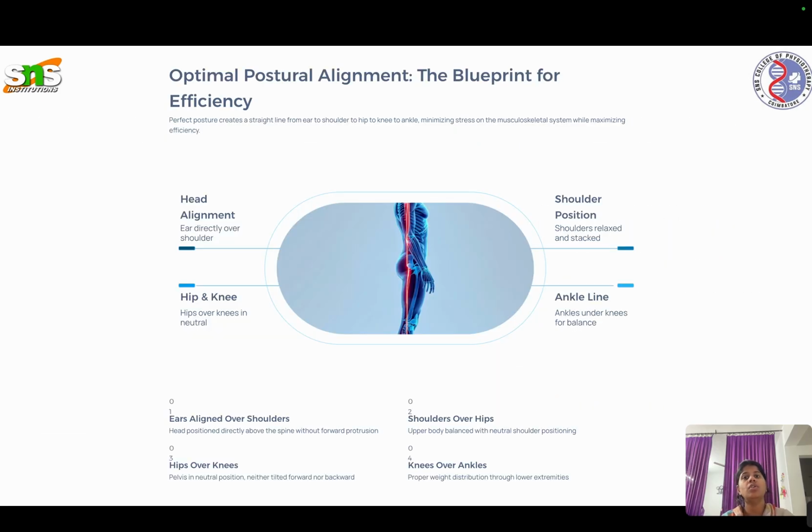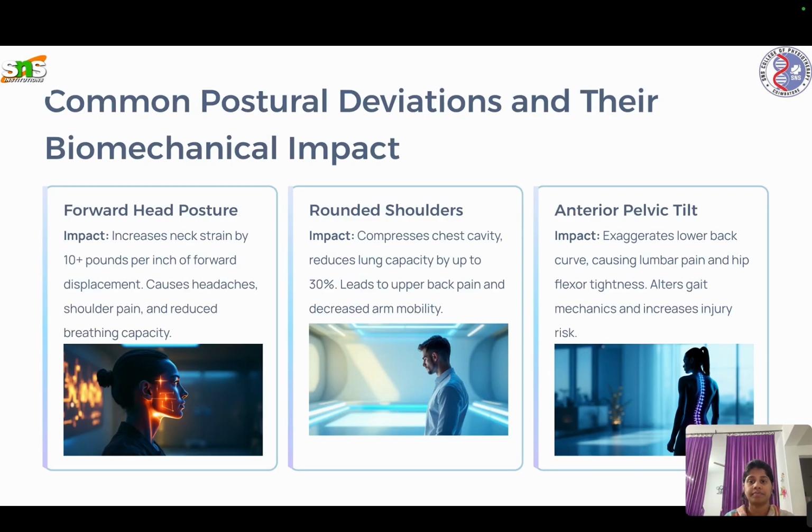Coming to the optimal posture. In optimal posture, the body segments are aligned in a straight line. If we observe from the side, the ear should be aligned over the shoulder, over the hip, over the knee, and the knee over the ankle. This alignment ensures that the load is distributed evenly and reduces strain on muscles and joints. The head should not protrude forward, the shoulders should be relaxed, and the pelvis should be in a neutral position. This type of posture improves efficiency and reduces the risk of injury.